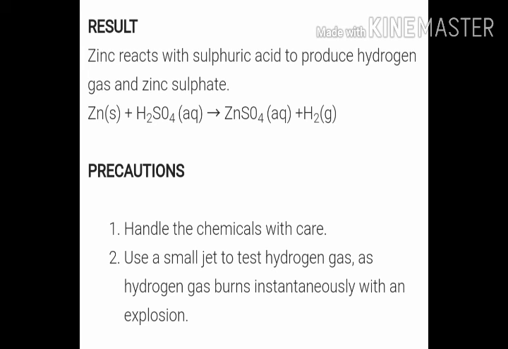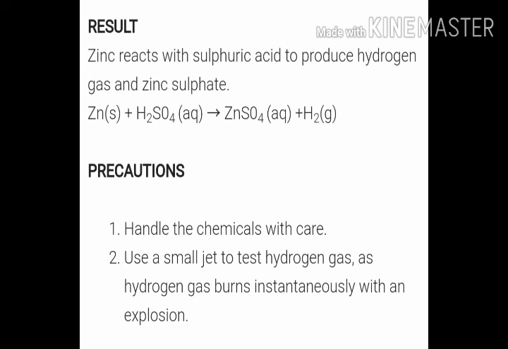Now the precautions we have to take: we have to handle the chemicals with care. We have to use a small jet to test the hydrogen gas. So children, kindly copy down this particular experiment, or practical, or activity in your notebook.